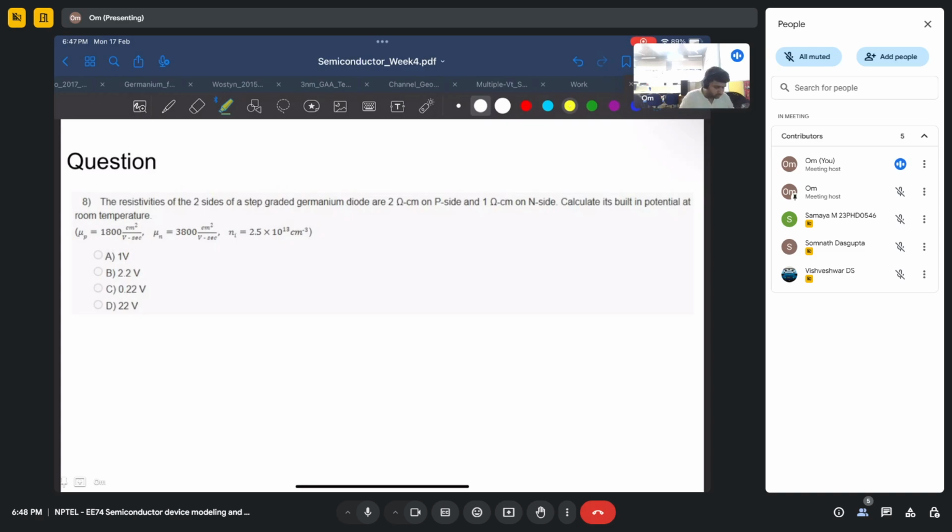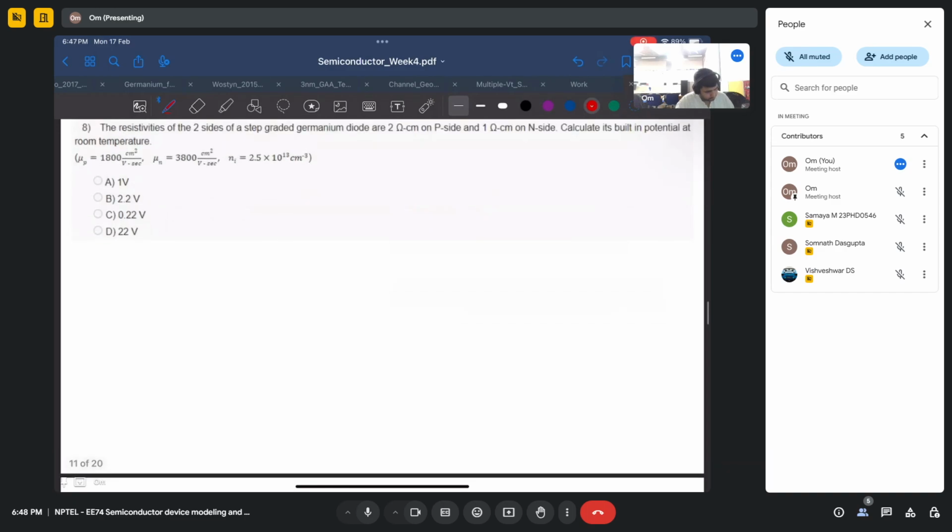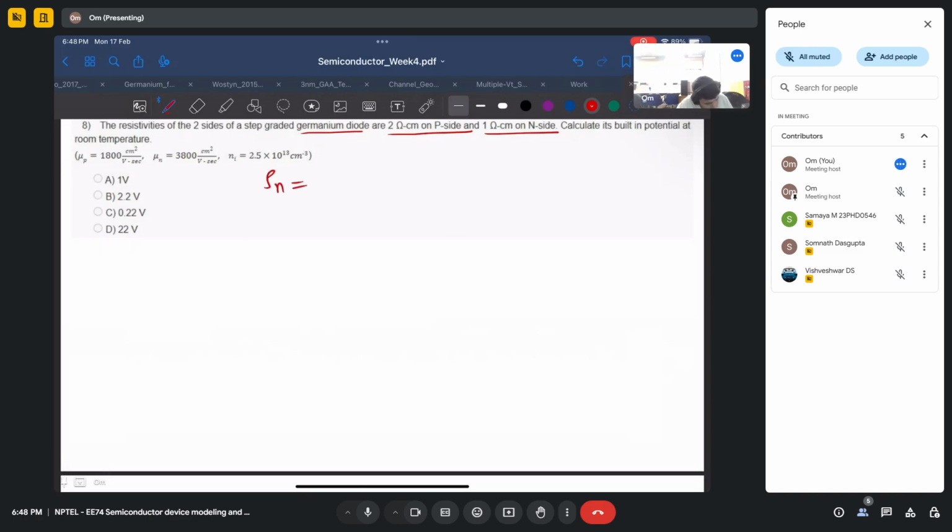Okay, so let's see this. We are given the resistivity of a germanium diode. On the P side it is 2 ohm centimeter and on the N side it is 1 ohm centimeter. You have to calculate the built-in potential. So rho n, the N side resistivity, I can write as 1 by sigma n, which is 1 upon n q mu, 1 upon Nd q mu n. This value is equal to 1 ohm centimeter.